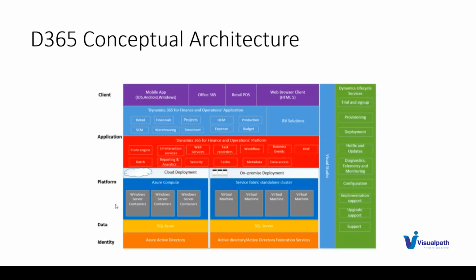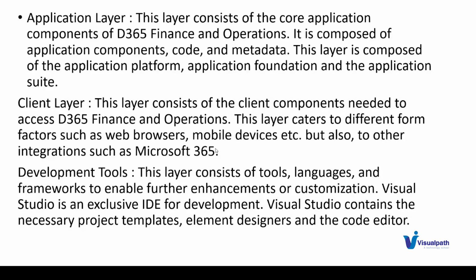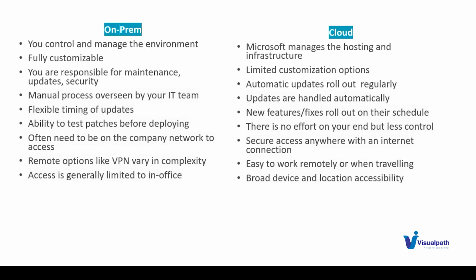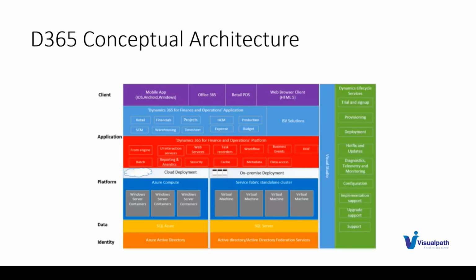On the X axis, you have all the components of F&O as an application, where it works. And how the support system works is on the Y axis. So these are the definitions with the architecture we had, some differences between on-premise and cloud, and some other comparisons between on-premise and cloud. But this is how the flow works.